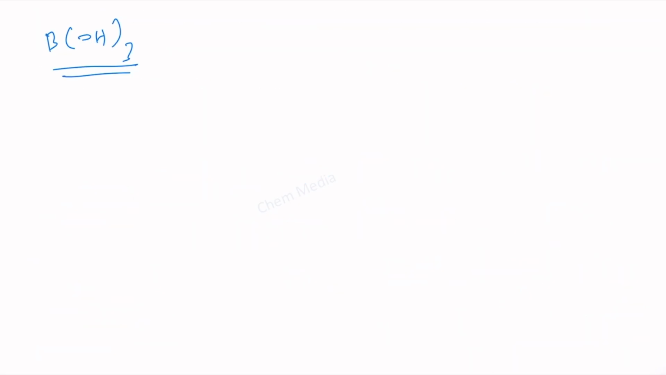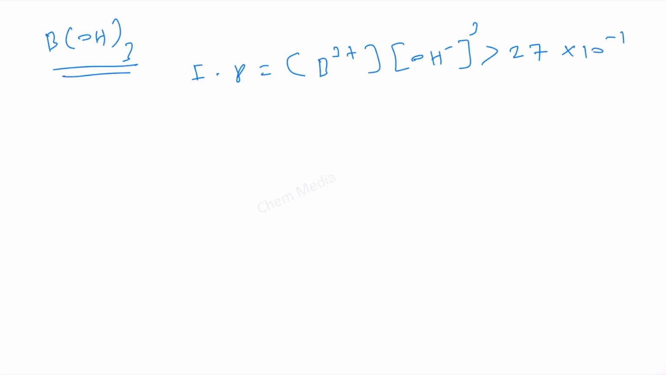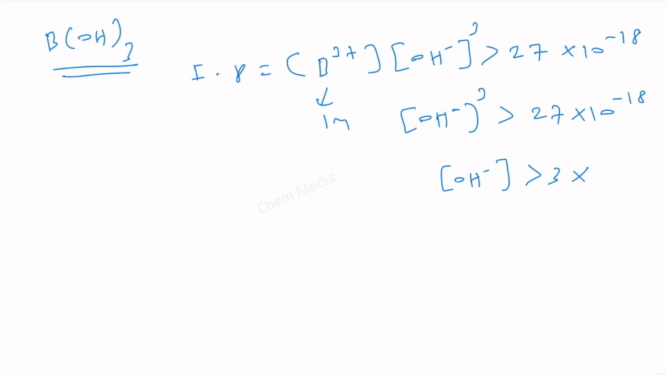Now for BOH thrice, ionic product we can write as concentration of B3+ times concentration of OH- cube, and the solubility product value is given as 27 times 10 to the power minus 18. So this is 1 molar. So this means OH- whole cube is greater than 27 times 10 to the power minus 18. So if we take a cubic root, then this would become 3 times 10 to the power minus 6, isn't it? Because 27 we can write as 3 cube.